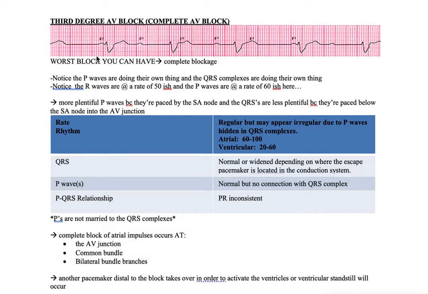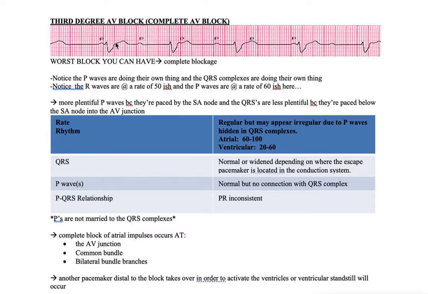It looks like the P waves are doing their own thing, and the R waves are doing their own thing. And you can see it's pretty consistent throughout, but they're not consistent with each other, right? So for every QRS complex, you should have a P that is glued to it. So P, QRS, P, QRS, P, QRS.